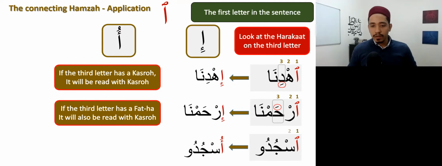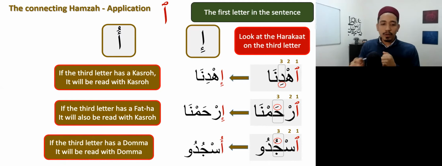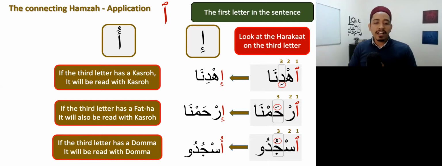Finally, here we go. Let's count the last word. Let's look at the third letter. 1, 2, 3. What harakat is on the third letter? Dhamma. Usjudu. Let's read the rule. If the third letter has a dhamma, it will be read with a dhamma.